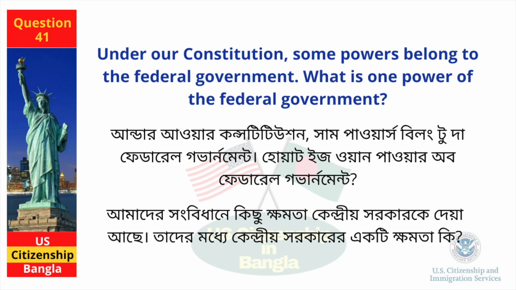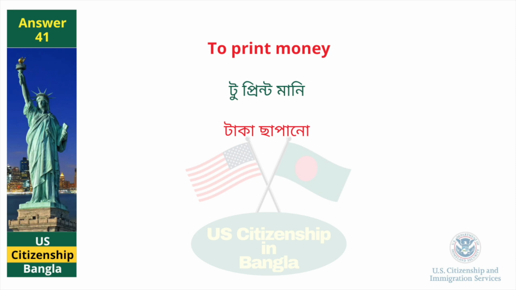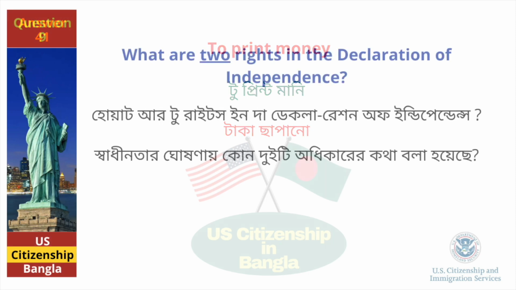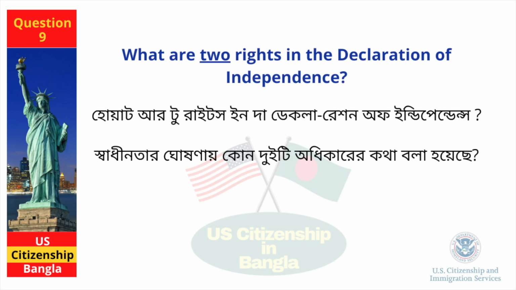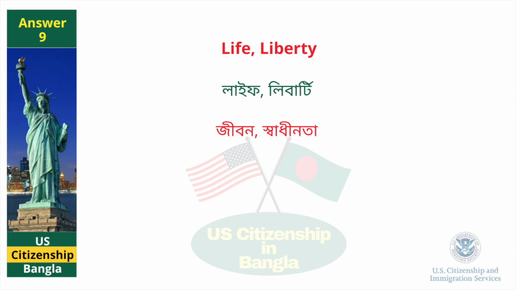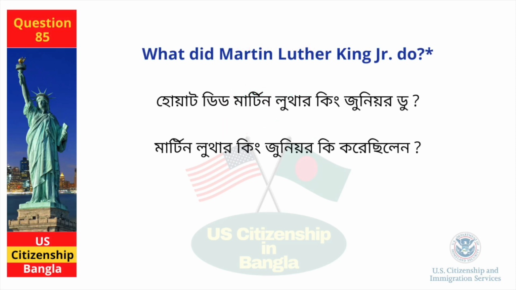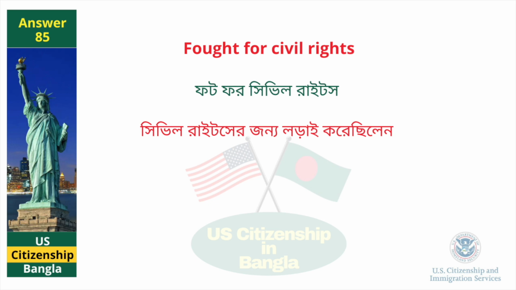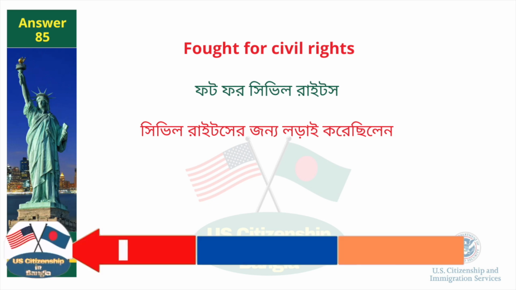What is one power of the federal government? To print money. What are two rights in the Declaration of Independence? Life, liberty. What did Martin Luther King Jr. do? Fought for civil rights.